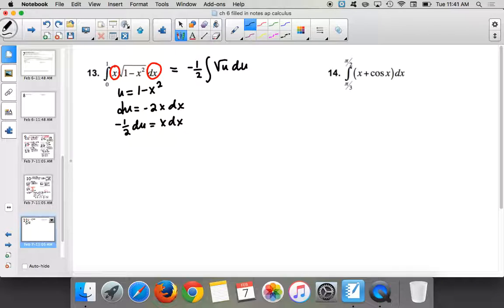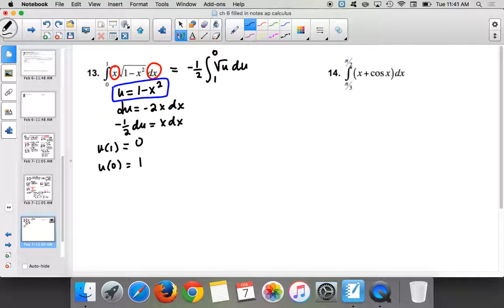Now let's do the thing where we actually change our numbers to u's. So if I have x of 1 and x of 0, we want to know what those change to. Looking at our u equation, plug in 1 and plug in 0. When I plug in 1, I get 0. When I plug in 0, I get 1. So instead of going from x equals 0 up to x equals 1, I'm going to start with u equals 1 to u equals 0.